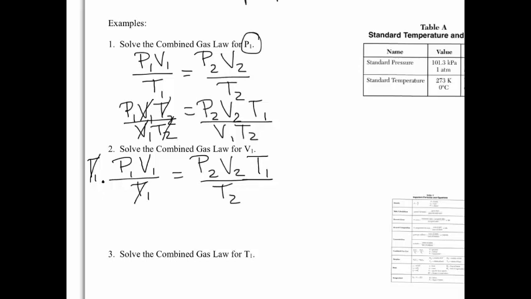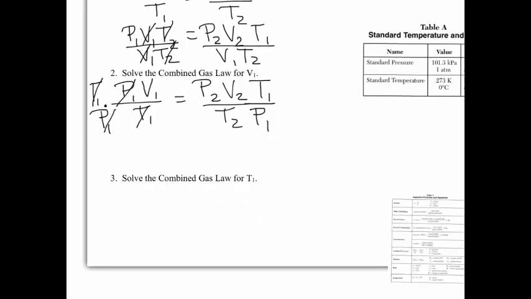Now these cancel out. If I wanted to get rid of P1, since it's multiplied, I'd have to divide by P1. So I'm going to do that on this side. And when I do that on the other side, does it not end up in the denominator? There it is. Now these cancel out, and I have V1 is equal to P2 V2 T1 divided by T2 P1. So that's another way to do it. You may still be compelled to do the work of cross-multiplying, and that's fine. I want you to do whatever works for you, but I wanted to show you that method.